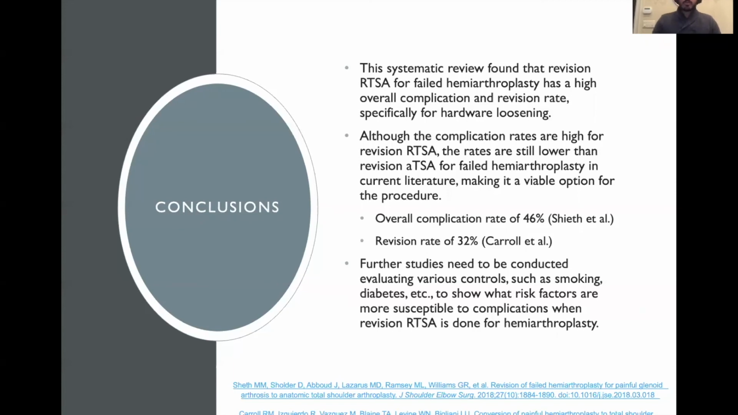In the future, further studies need to be looked at to look at various risk factors that could be potentially causing a greater rate of these complications, such as smoking and diabetes. As of right now, there's not enough primary literature to go into those specific details. And that can be an avenue of research for the future.